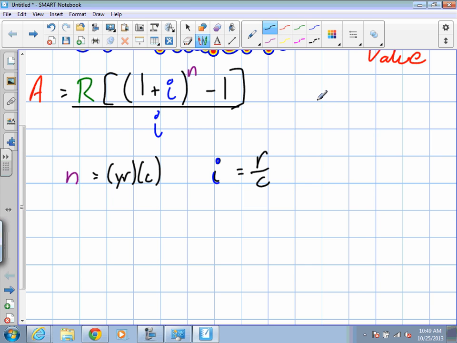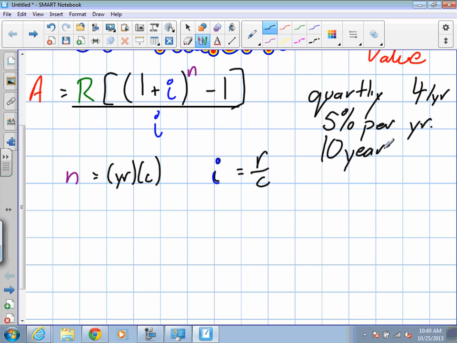I'm going to say you have a bank account that's quarterly. Okay? And how many times a year is quarterly? 4. That's right. That's 4 times per year. We're going to say this bank account is going to give you 5% per year. And we're going to say that you're going to invest money for 10 years. How much money would we like to have in 10 years?